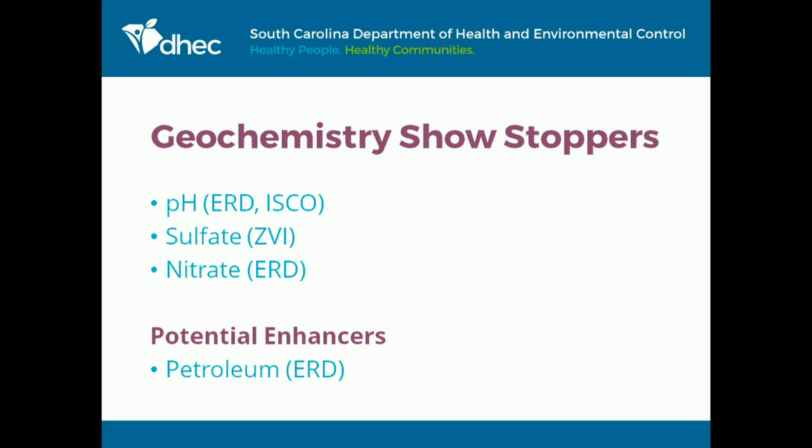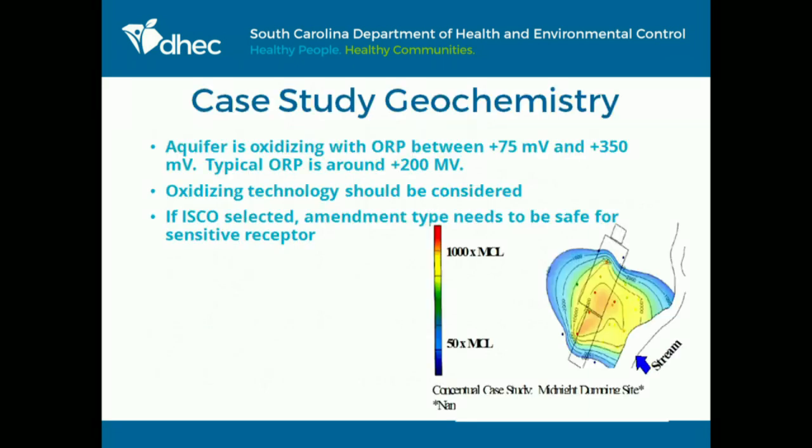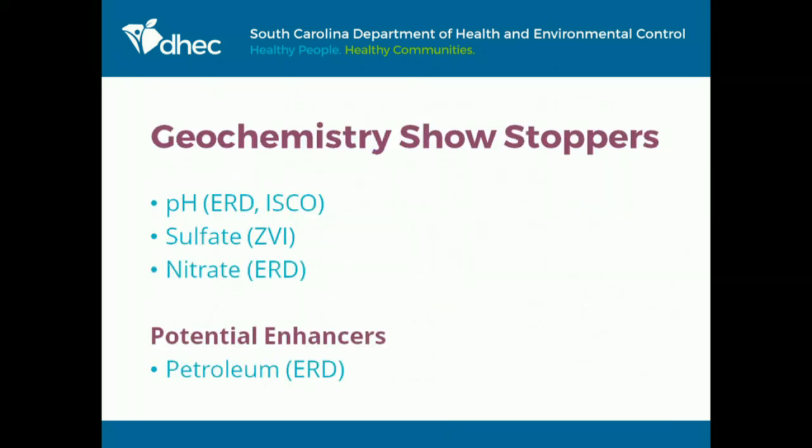So there are some showstoppers. I'm having a hard time saying that. pH can be very important with respect to reductive dechlorination or chemical oxidation. If your pH is too high or too low, it can cause fouling, or it can cause the technology not to work at all. Sulfate is important when you're looking at zero-valent iron, and nitrate has a pretty big effect on reductive dechlorination.